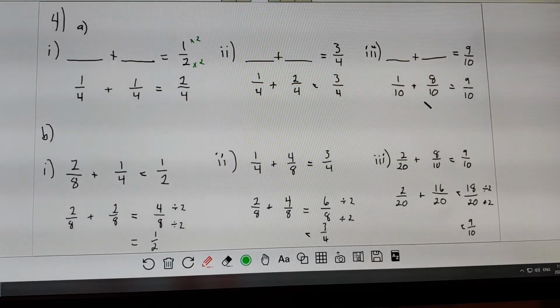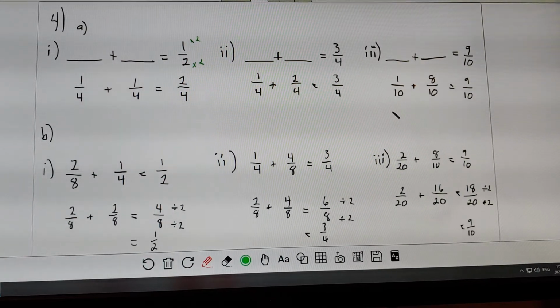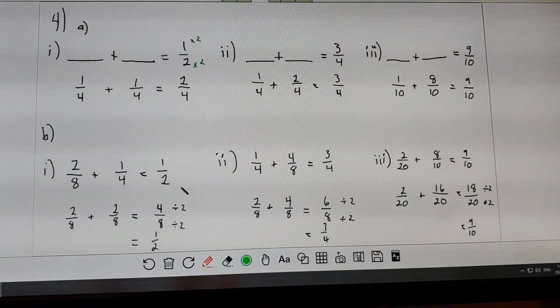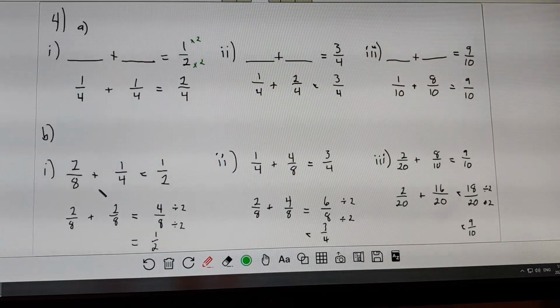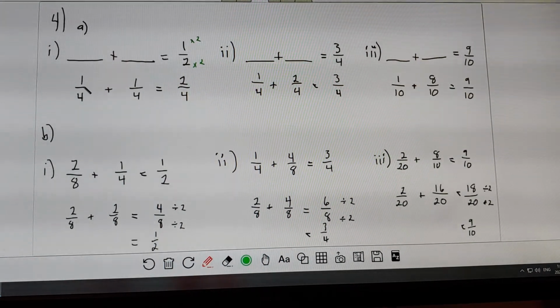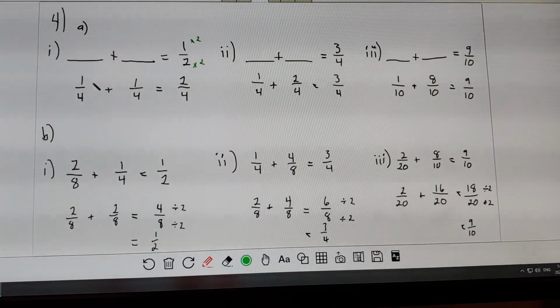Okay. Now, part B said they still wanted the sum of two fractions to equal 1/2, 3/4, and 9/10. But this time, they had to have different denominators. So what I did was I actually used these same combinations. So a quarter plus a quarter equals 2 quarters, which we already know is a half. Okay, but I just made one of them an equivalent fraction.